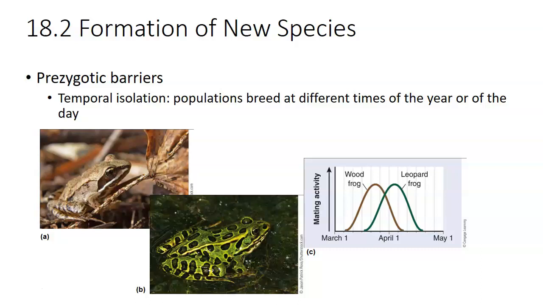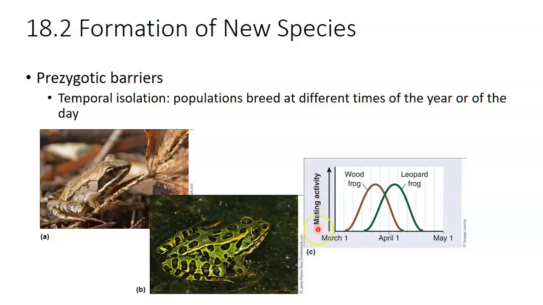And so this is where you have two populations that were once one species that are separated from each other, in this case by time. So they breed at different times of the year or maybe at different times of the day. And so in this particular example, these are two frogs that are close relatives. We have the wood frog and we have the leopard frog, and they're actually living in the same environment, maybe not exactly the same habitats, but around in the same environment.